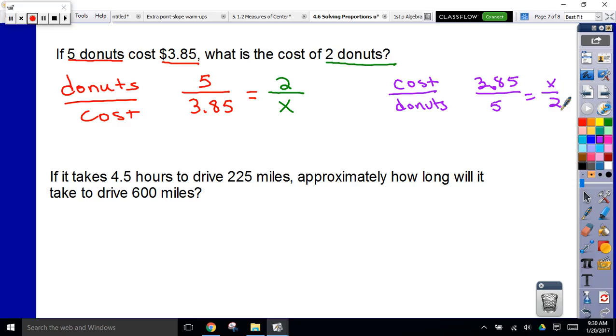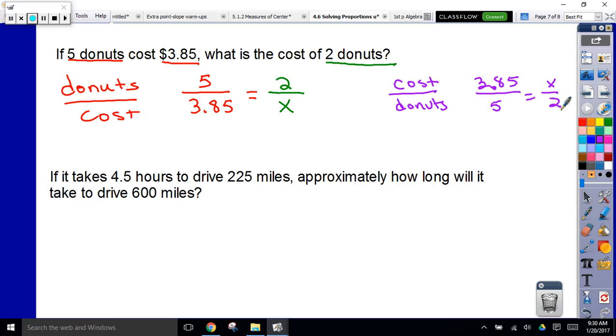What did you do, Mackenzie? I did 2 over X, but I did the first one. Yeah, I did 2 over X. So you did 3.85 over 5 and then 2 over X. So you combined cost over donuts and donuts over cost. That you cannot do. Both sides of your ratio have to be the same.